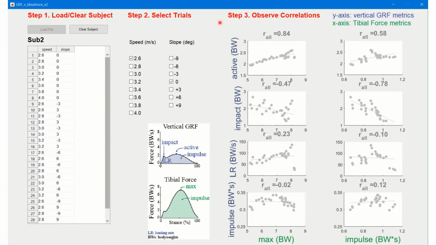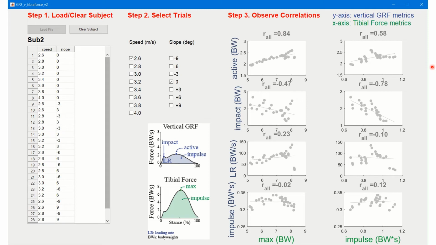On the right-hand side of the interface is a set of plots that compares a ground reaction force metric, the metrics on the y-axis, to a tibial force metric, the metrics on the x-axis. The image in the center can be referenced as a reminder for what each of these metrics represents. Upon loading a subject, the gray dots, gray lines, and gray correlation values represent the relationship between ground reaction force metrics and tibial force metrics across all conditions that subject performed.